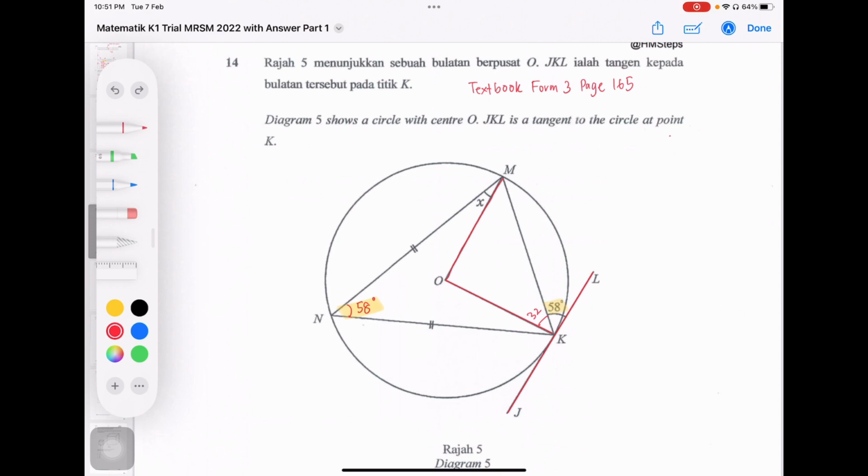And then O to M is also a radius. So it means the length is same. So we call this one an isosceles triangle. Meaning both angles are same, 32 and 32. Now you want to find the angle of O below there. 180 minus 32 and minus another 32, you will get 116. And then because it's a circle, you want to find the angle of O, the above one. So 360 minus 116, then you will get 244.